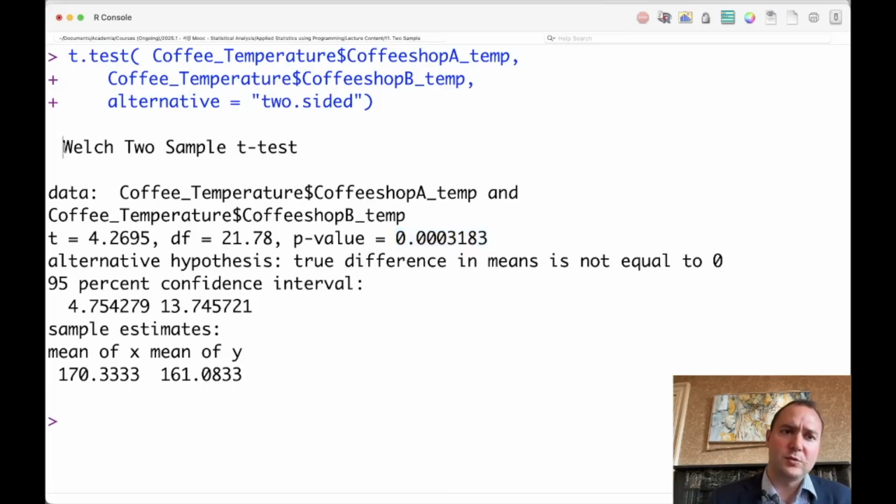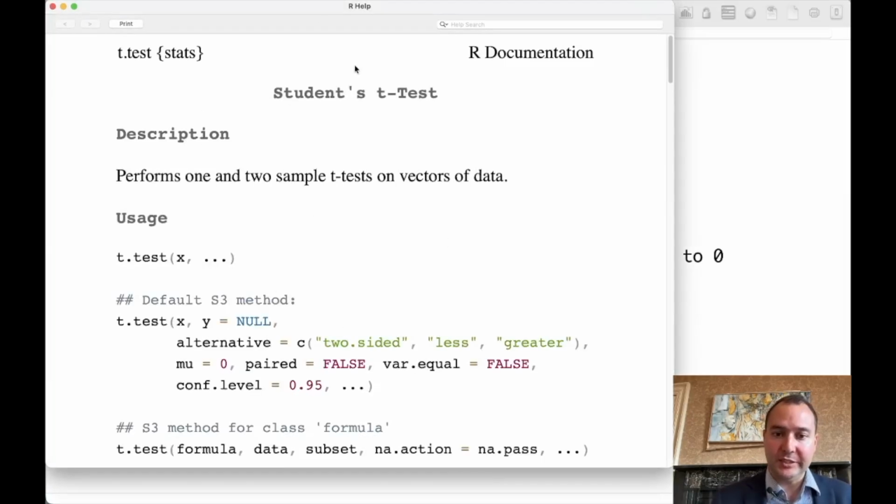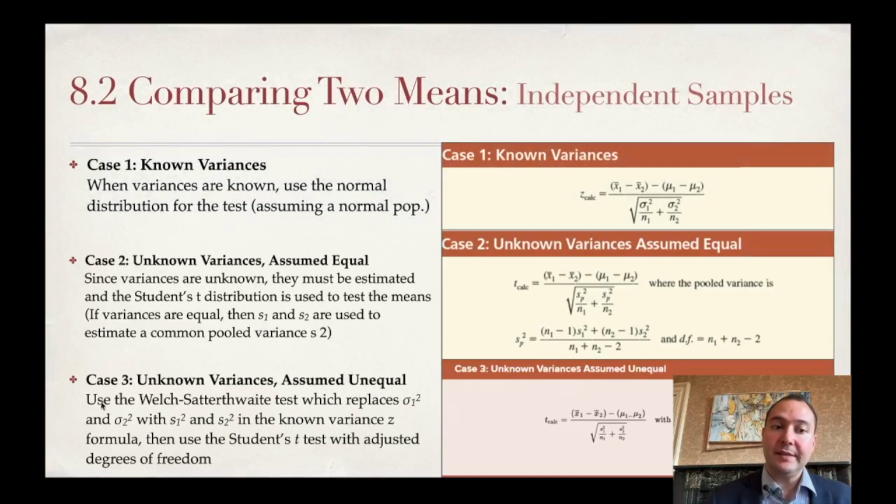Now, let's go back to this. What does it mean a Welch two-sample t-test? If you remember from the slides earlier, there are several different cases, case 1, case 2, and case 3. And I said we should almost always use case 3. So let's check this. We can check our t-test function and get some information here. We see that paired is false. Equal variance is false.